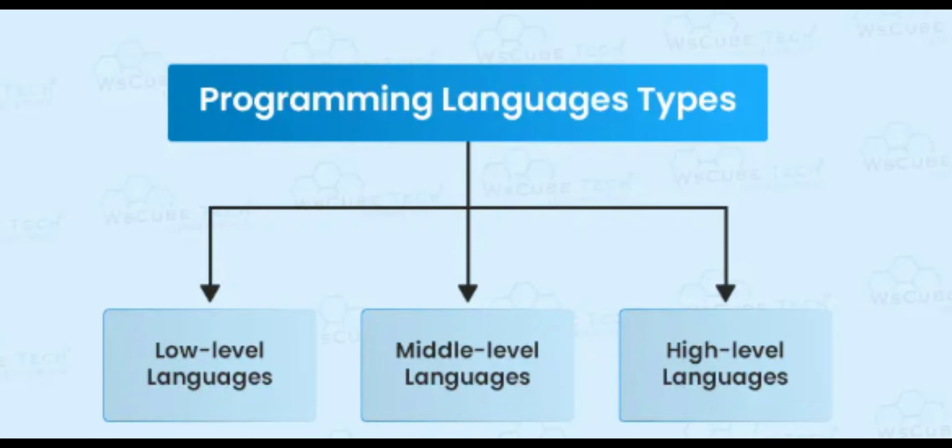Examples of high-level languages include C, C++, Java, and Python. C++ is particularly popular because it combines the features of procedural and object-oriented programming. Programs written in high-level languages are also portable, meaning they can run on different systems with minimal changes.